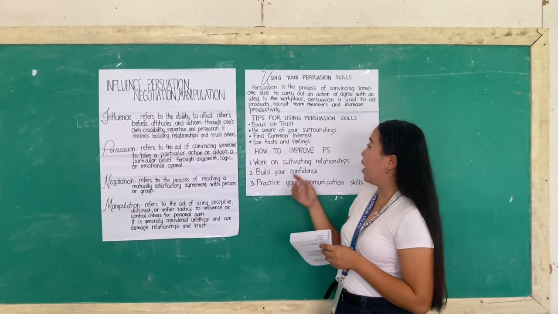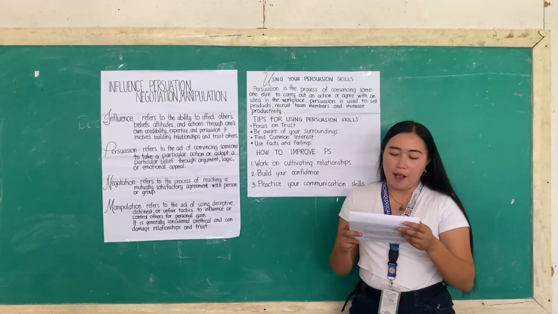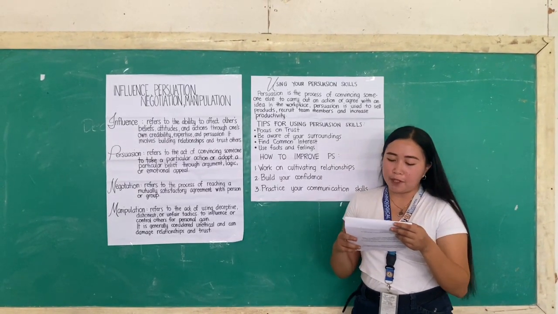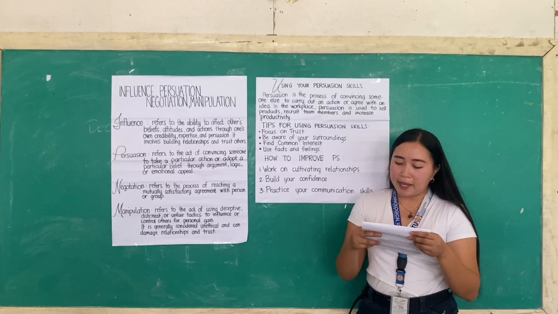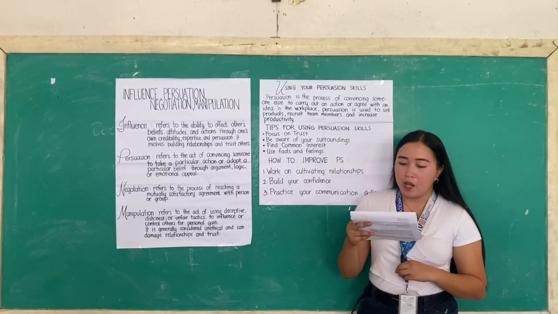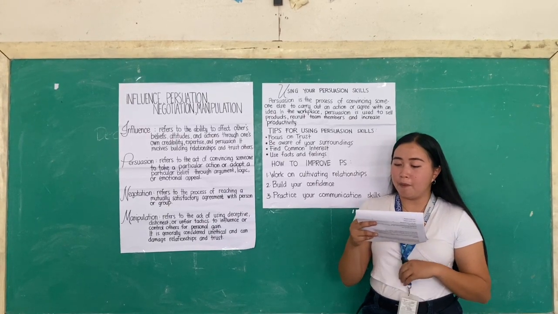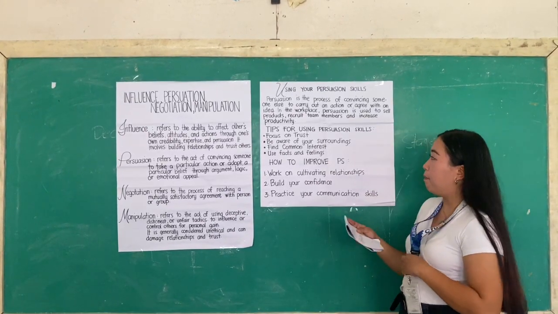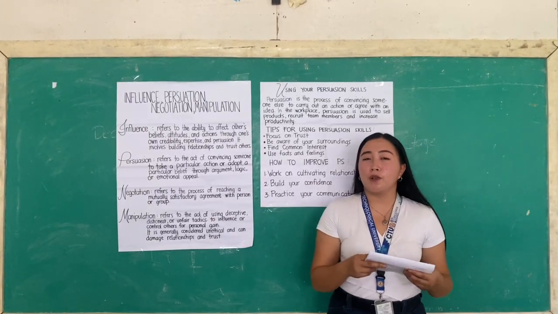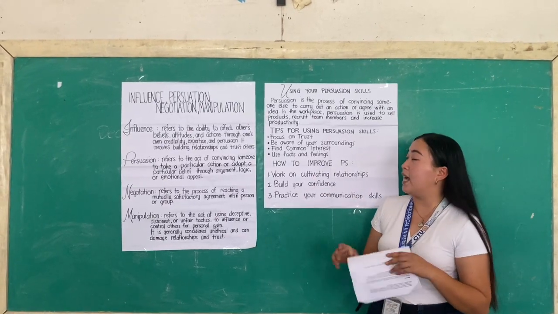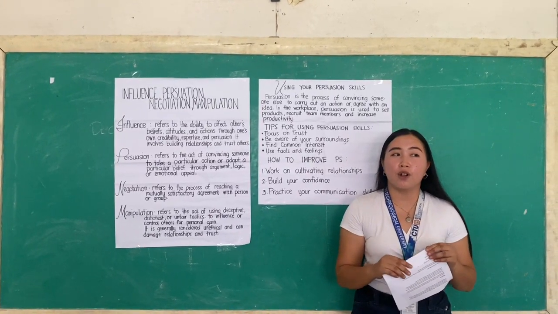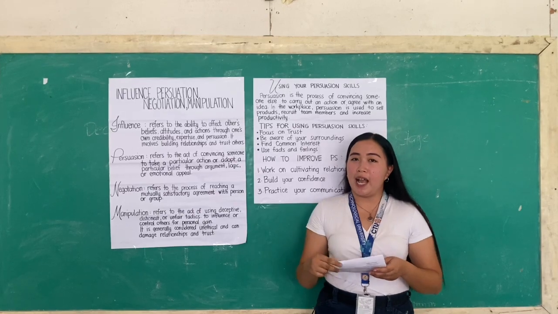Next is be aware of your surroundings. Part of staging a successful persuasive conversation is picking the right time and place. Choose a location where your listener feels comfortable and at ease. So you must persuade at the right place and the right time.